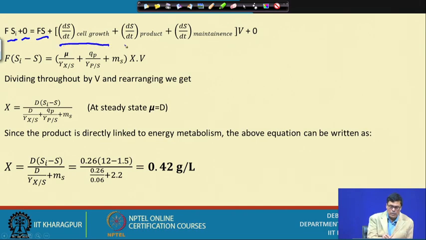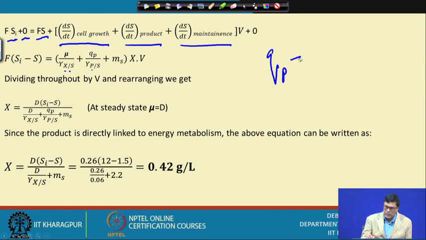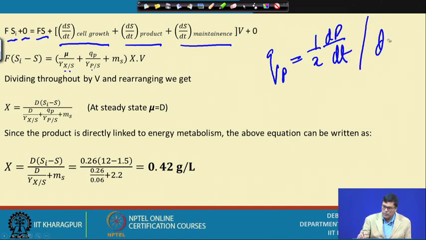ds by dt is contributing for 3 different purposes. One is for cell growth, another is product formation, and there is maintenance of the cells. So, this can be written as mu by Yx/s, qp by Yp/s. What is qp? I told you qp is the specific rate of product formation, dp by dt. Am I right? So, if you divide by dp, the dp by dp will cancel, then it will be ds by dt, the specific rate of substrate conversion.